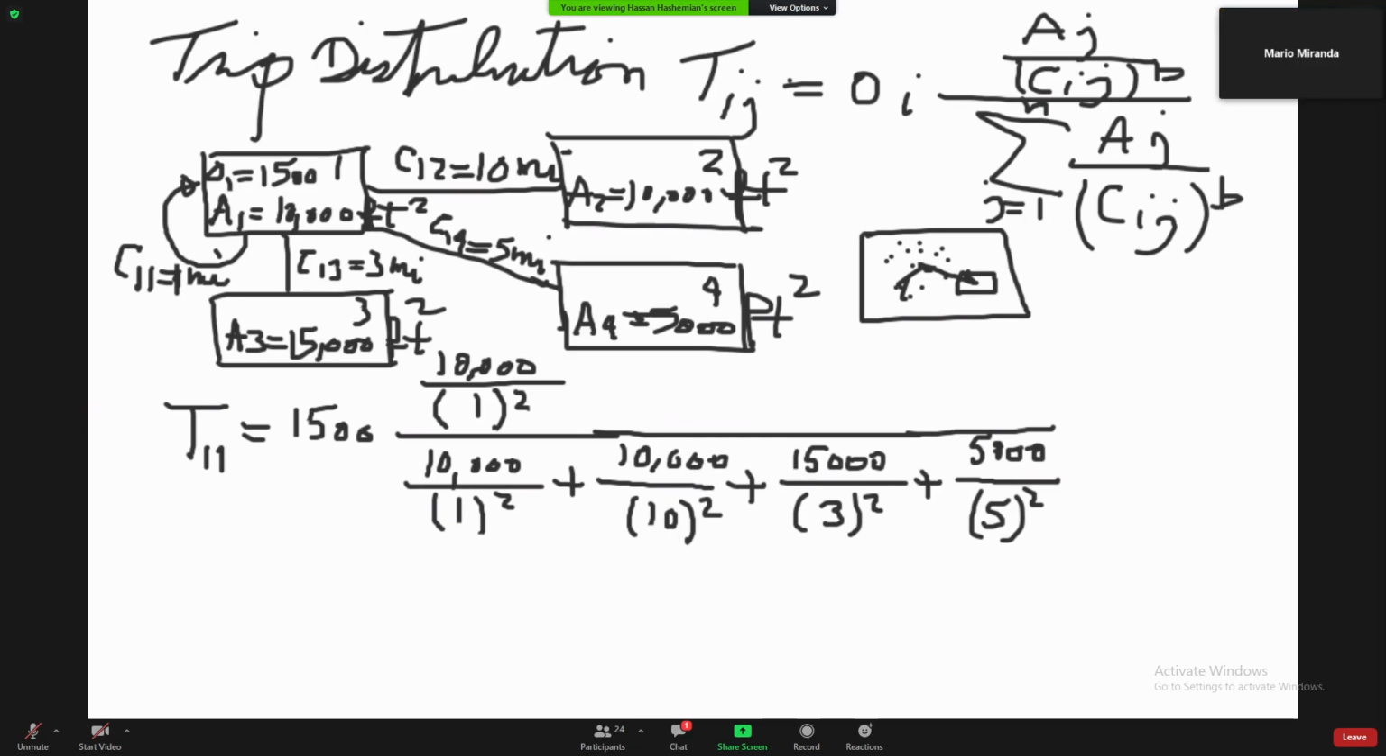Professor, why is it squared? Yeah, that's a B. I mentioned last time the B depends on the purpose of the trip. And I said for the purpose of the trip being shopping, we use B equal to 2. Oh, okay. I remember. All right. Any other question?